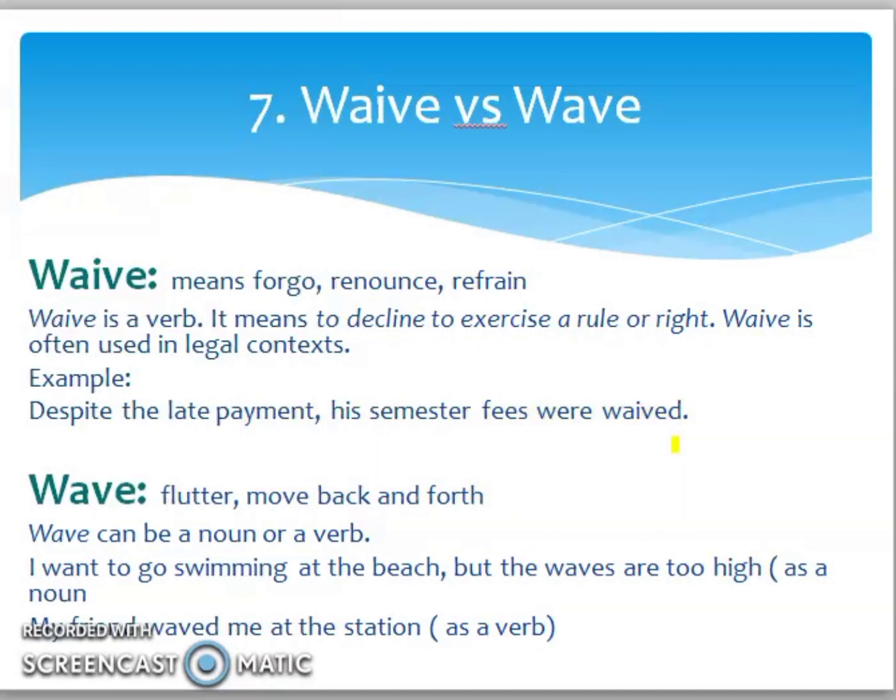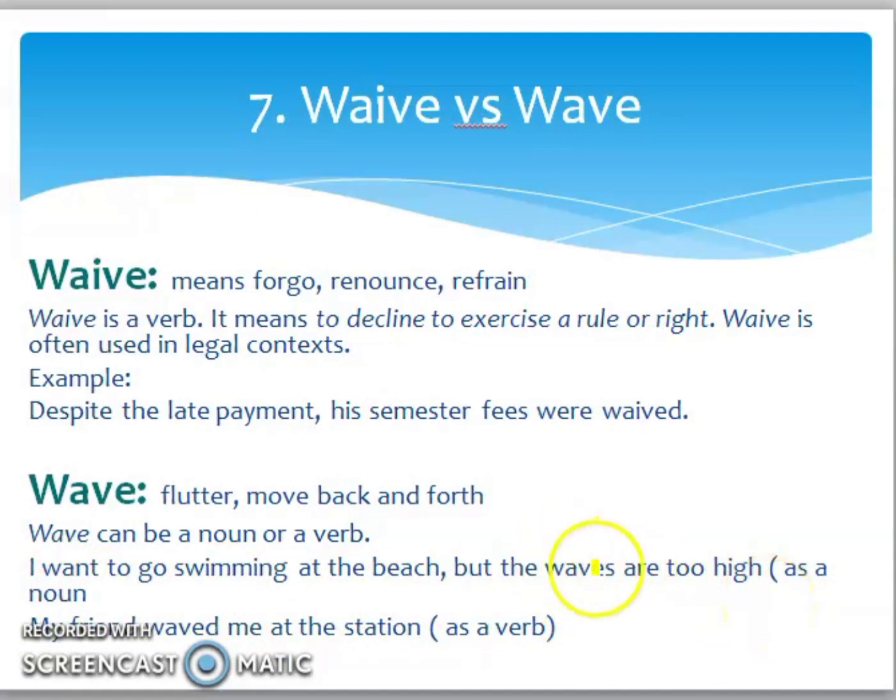Alright? The second, wave, flutter, moving back and forth. Now, I hope you are familiar with this word wave, sea waves. Wave can be a noun or a verb. So we have two examples here. Let's see how it's used as a noun and how it's used as a verb. I want to go swimming at the beach, but the waves are too high. Now here it's used as a noun.